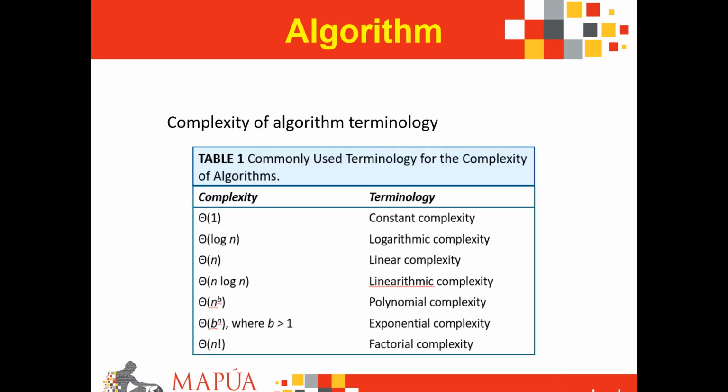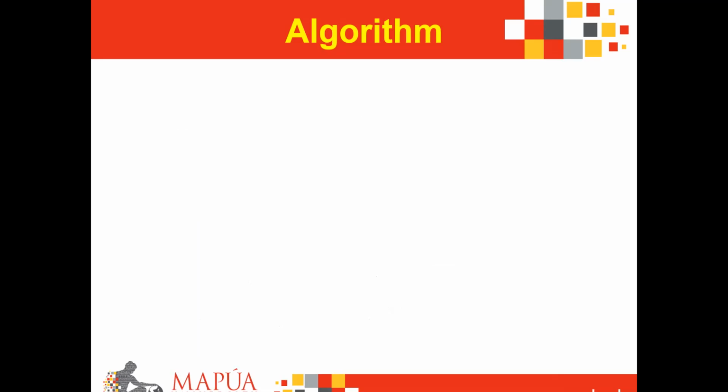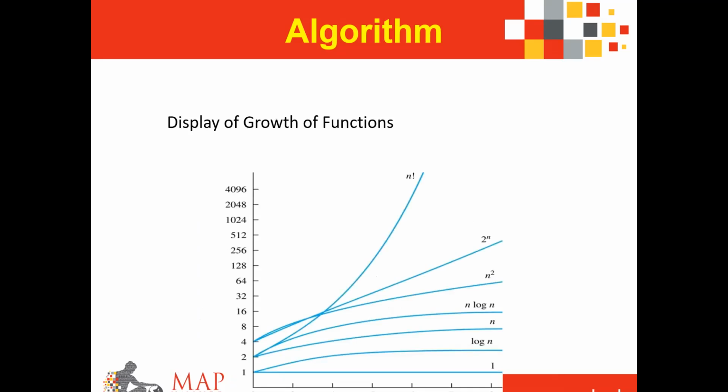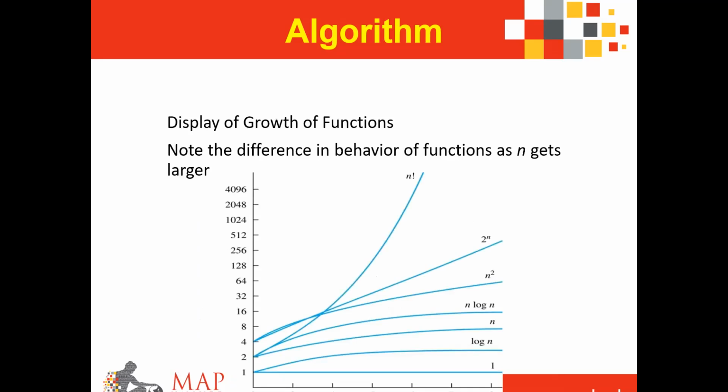These are the common terminologies on your complexity of algorithm through big O notation. So you have the constant complexity, the logarithmic complexity, the linear complexity, the linearithmic complexity, the polynomial complexity, the exponential complexity, and the factorial complexity. This graph shows you the corresponding difference in the behavior of your different complexity functions as your input size n gets larger, seen as the y-axis here on this given graph.